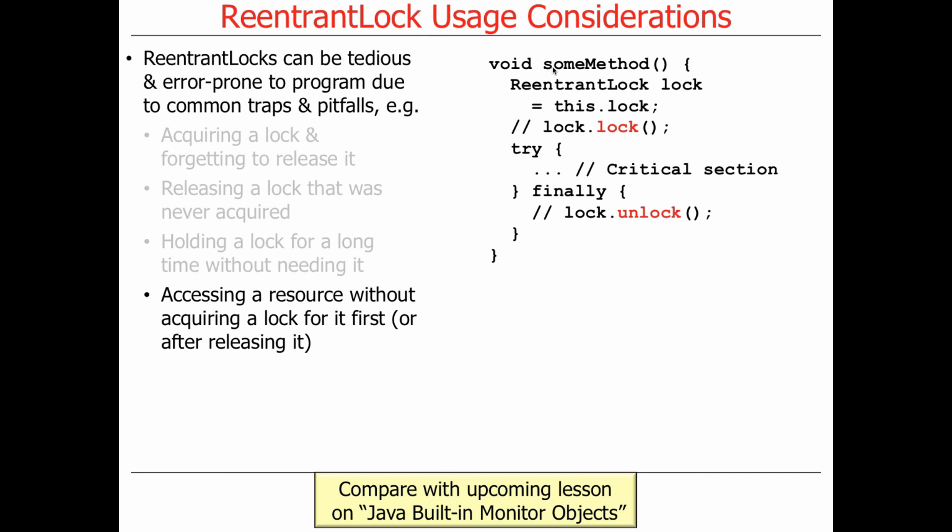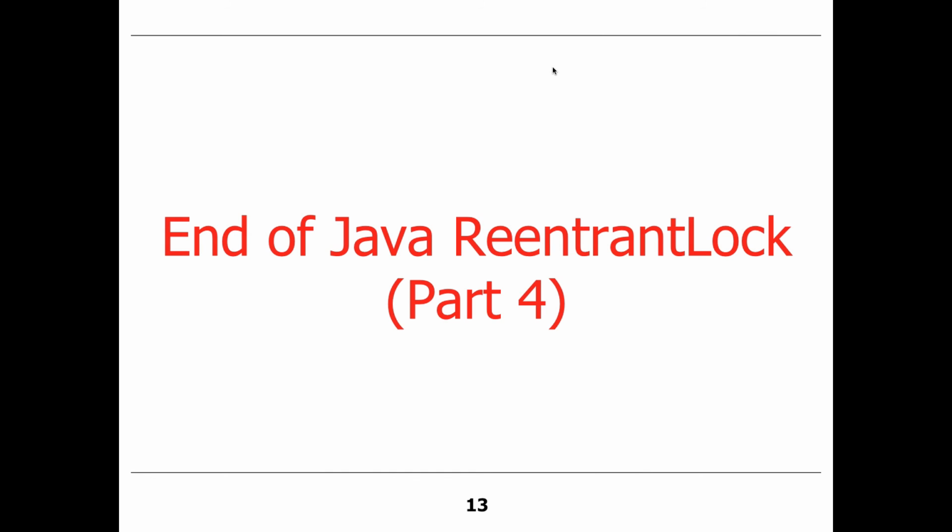And then the other thing to do is to access a resource without acquiring a lock for it and have that resource be contended for by multiple threads. So those are the kinds of things that will get you into trouble with ReentrantLocks. So that's the end of that section.